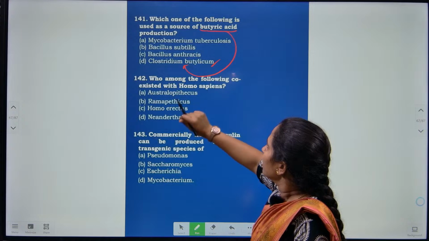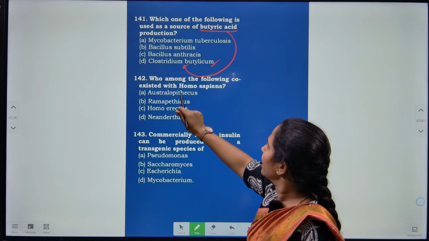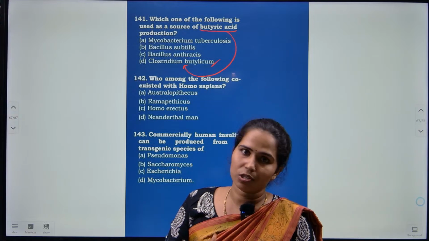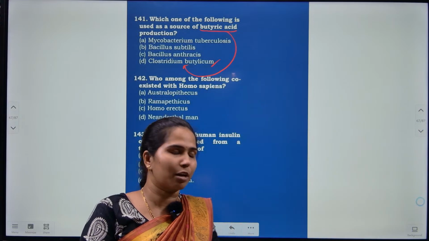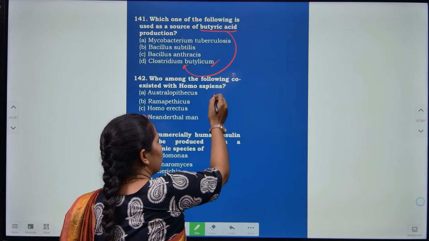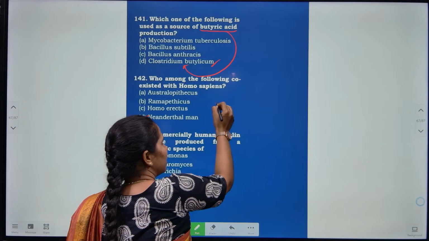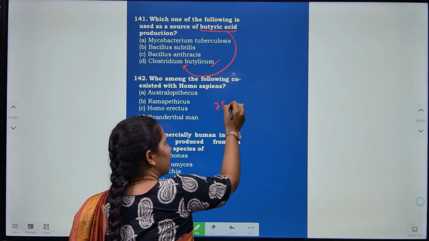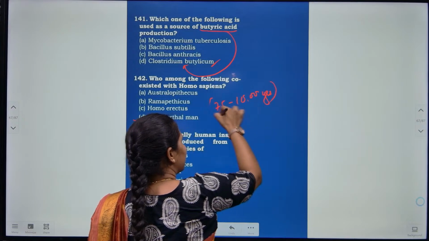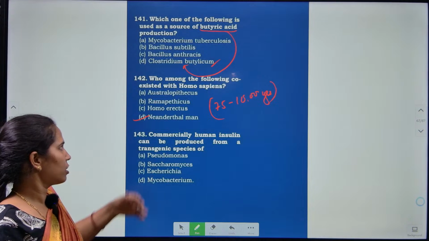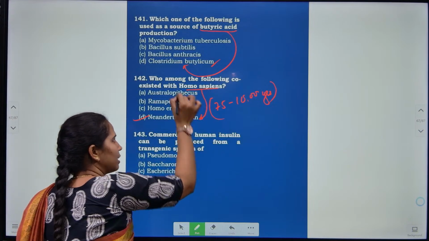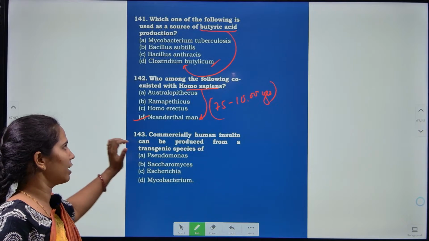Now, which among the following coexisted with Homo sapiens? Along with them, who survived? It was nothing but the Neanderthal man. So both the Homo sapiens and the Neanderthal man started to survive from 75,000 to 10,000 years ago. Okay, so both of them survived in the ice age. That is, along with the Homo sapiens, the Neanderthal man coexisted here.